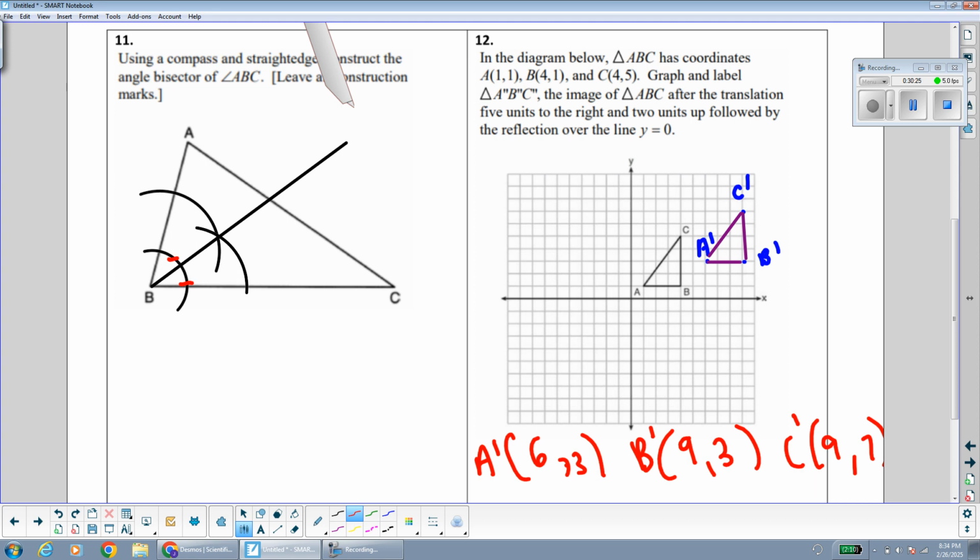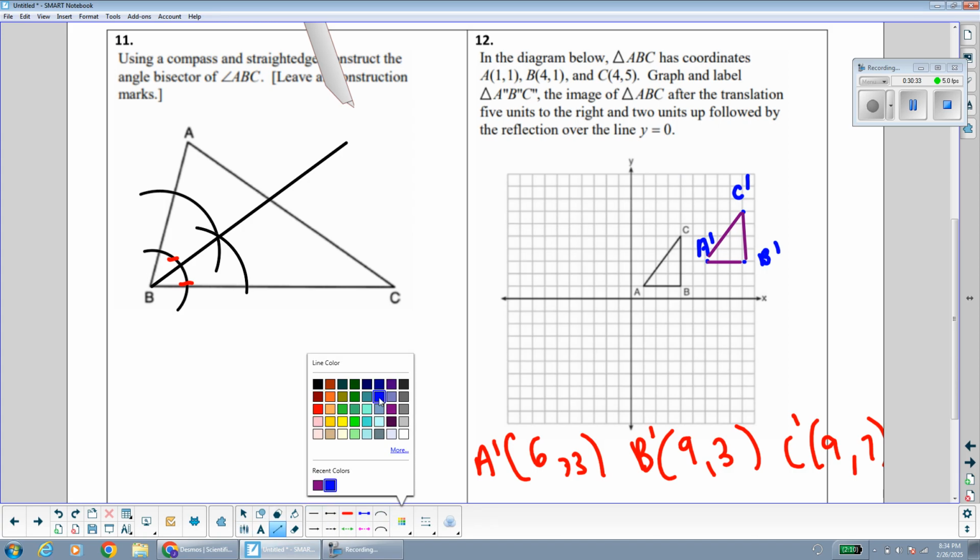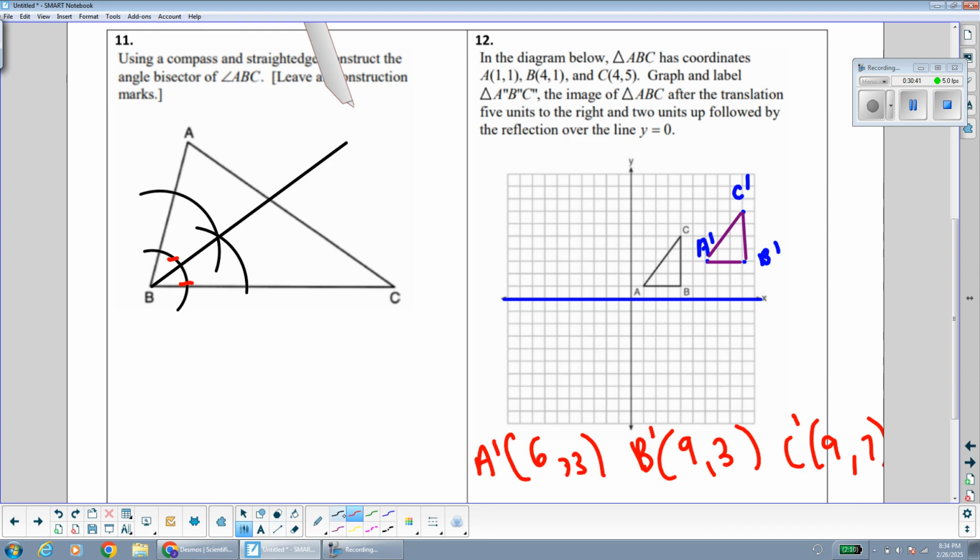Okay. And now we're reflecting over the line y equals 0. The line y equals 0 is the line where all of the y coordinates are 0. That's actually the x-axis. And let me explain why really quickly. On the x-axis, if I pull any points, this point, -6, 0, this point, -1, 0, this point, all of the y coordinates are 0.